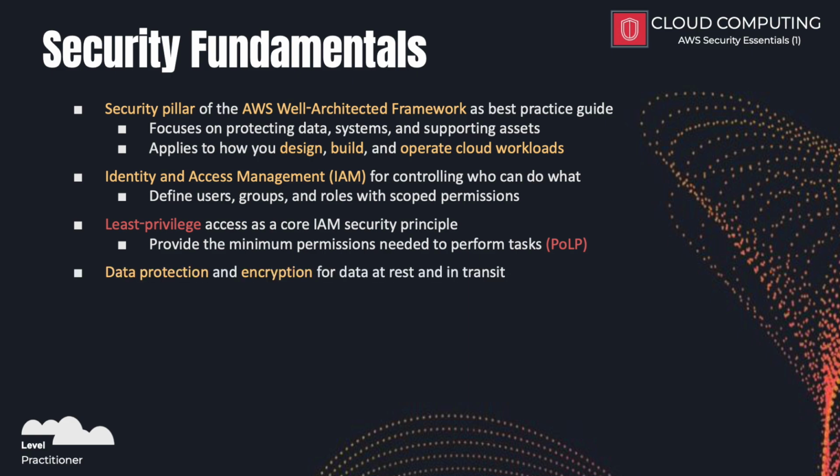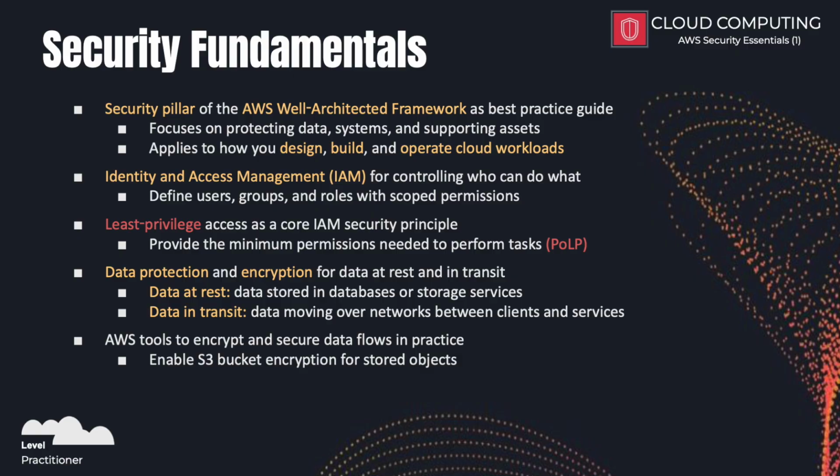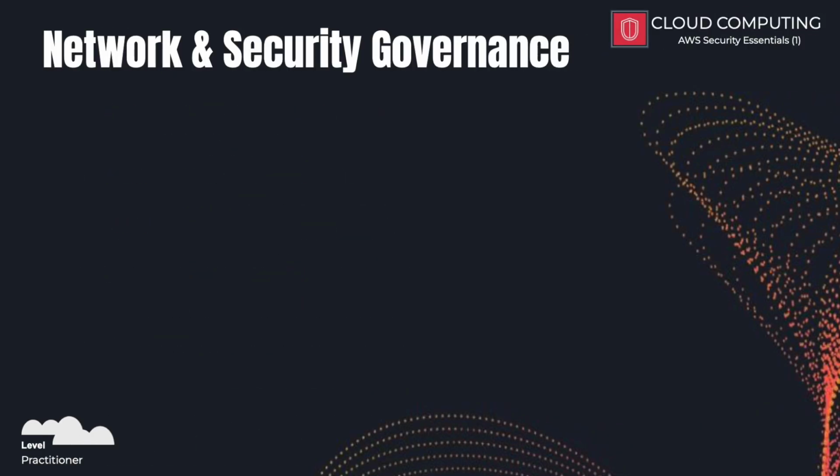The second area is data protection and encryption. This covers how data is stored and how it moves. You'll hear two common terms here: data at rest, which points to data that is stored in databases or storage services, and data in transit, which points to data that is moving across the network. AWS provides tools to encrypt both, such as enabling encryption on S3 buckets, EBS volumes, snapshots, RDS volumes, and using HTTPS for secure communication.